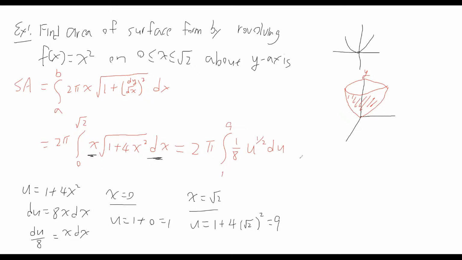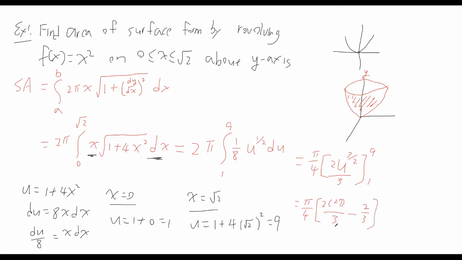1 to 9. Right. I'm going to pull out the 1/8, put it in the front. So we have pi over 4 out the front. And then integrate that, adding power. So u to the power of 3 over 2, and then divide by 3 over 2. That gives us 2 over 3. And then we want to evaluate this from 1 to 9. Okay, so pi over 4. Let's see, when you plug in 9, square root of 9 is 3. 3 to the third power is 27. Divided by 3, minus 1 divided by 3, that's just 2/3.